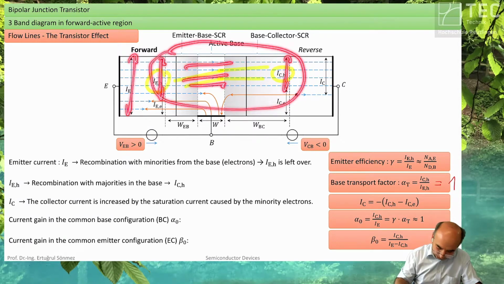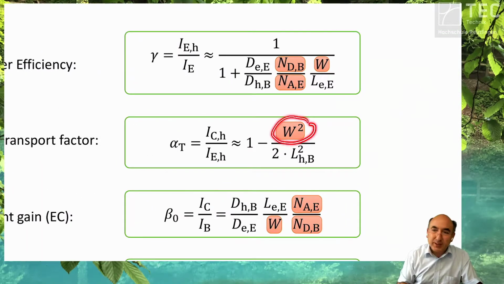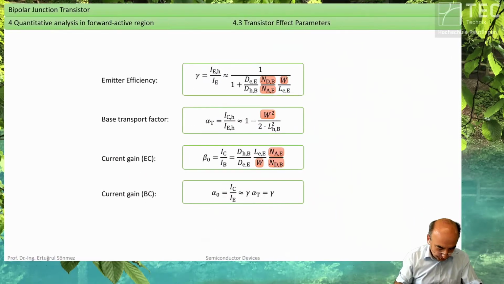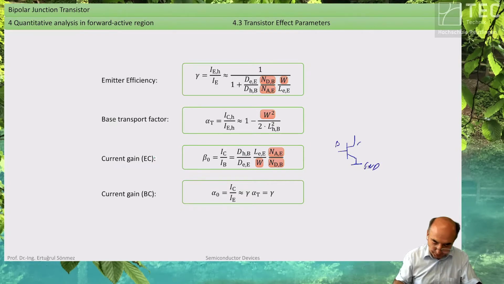Transport factor. Okay, and the transport factor has a square dependence on the width. Yes, sure. If you have less width, you have less recombination. Current gain in emitter configuration. So, what is the emitter configuration? You have a bipolar transistor referred to the ground here. And what is the current gain? The current between, oops, what has happened?